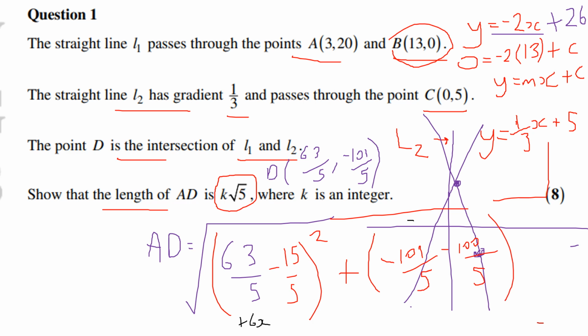Fifths all squared. So working this out, what do we get? Here I'm going to get 53, so I'm actually going to get 48 fifths all squared, plus, well, this will actually give me minus 201 fifths, all squared.